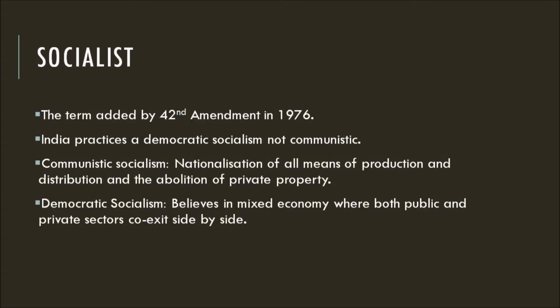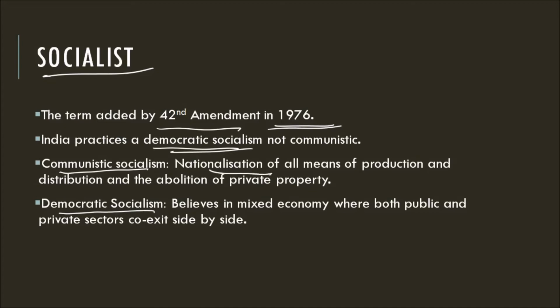The next important term is socialist. This term was not initially there in the preamble but was added by the 42nd Amendment in the year 1976. So socialism can be divided into 2 categories. One is communistic socialism and the other is democratic socialism. And India practices democratic socialism. By communistic socialism, we mean that everything is controlled by the government. In other words, it means nationalization of all means of production, distribution, and the abolition of private property.